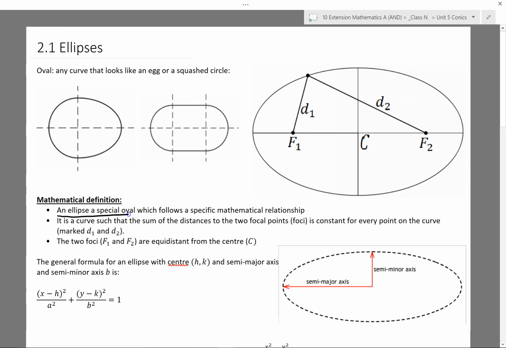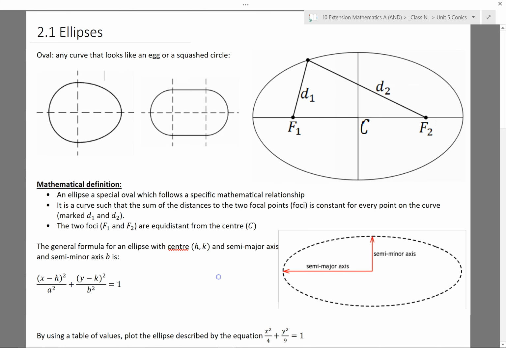An ellipse is a special oval, which follows a specific mathematical relationship. This is an oval. Correction, this is an ellipse. This is not an ellipse. This is not an ellipse. So all ellipses are ovals, but ovals aren't necessarily ellipses unless they satisfy this relationship.